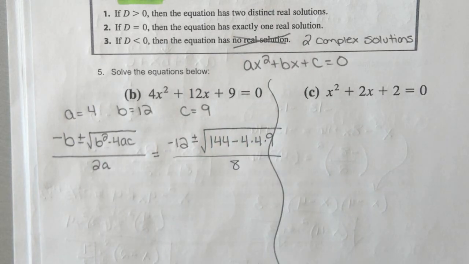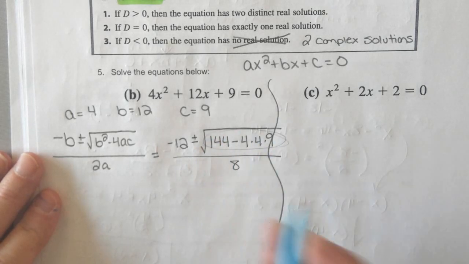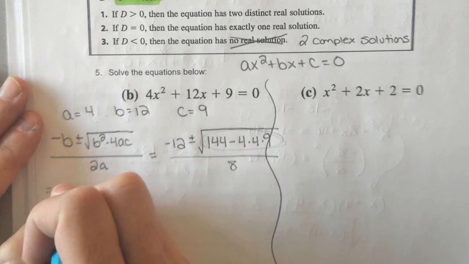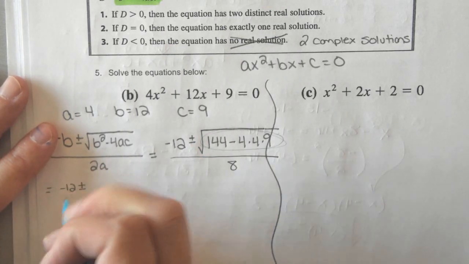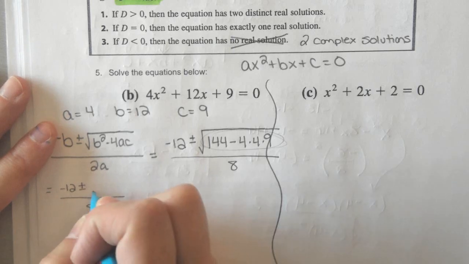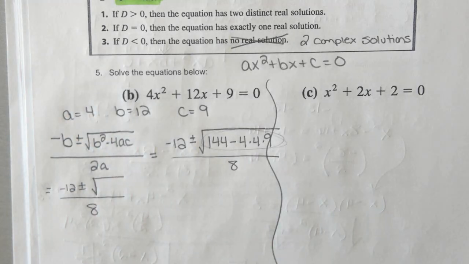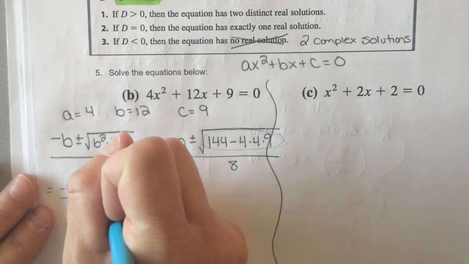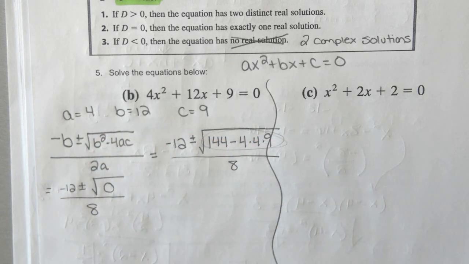Now typically when I'm doing these problems, my next step is to simplify whatever is left under the root. So at this point, I'm going to leave my negative 12, I'm going to leave the plus minus, I'm going to leave the 8, I'm even going to leave the root, but I'm going to condense what's under it to a single number. So I've got 144 minus 4 times 4 times 9. Ooh, did we all get 0? Boy, I typed that in right. I'm getting 0.